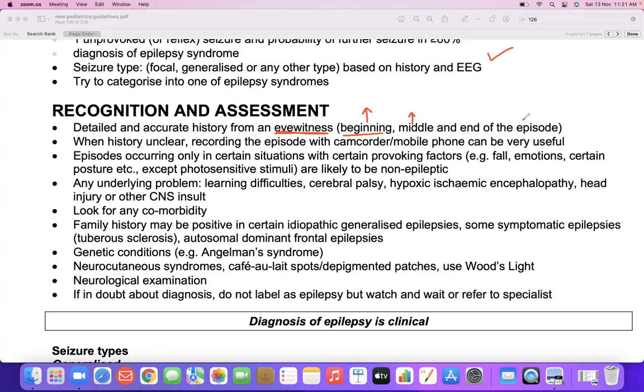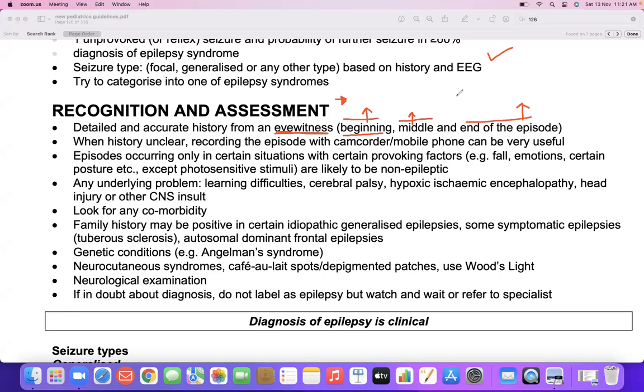Whenever the mother is describing, you should always ask what he was doing before this episode, immediately before, what actions were done by the child, if the mother has noticed. And also the episode itself: how it started, that is the onset, then the progression, how it was progressing in the middle, and also the end of the episode.